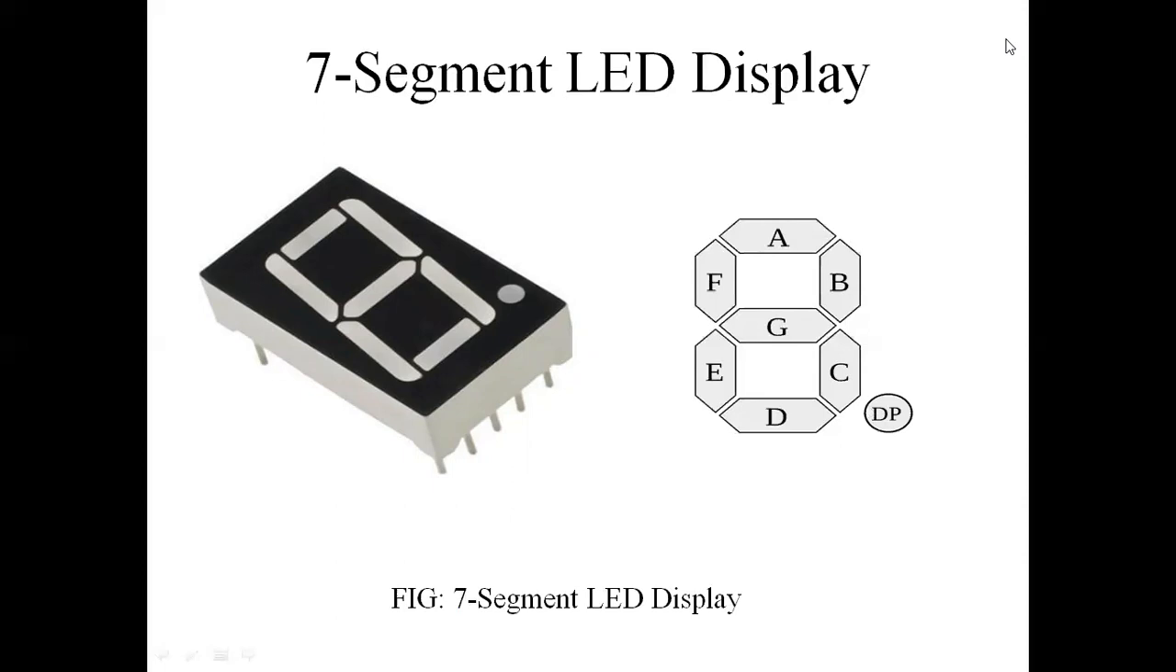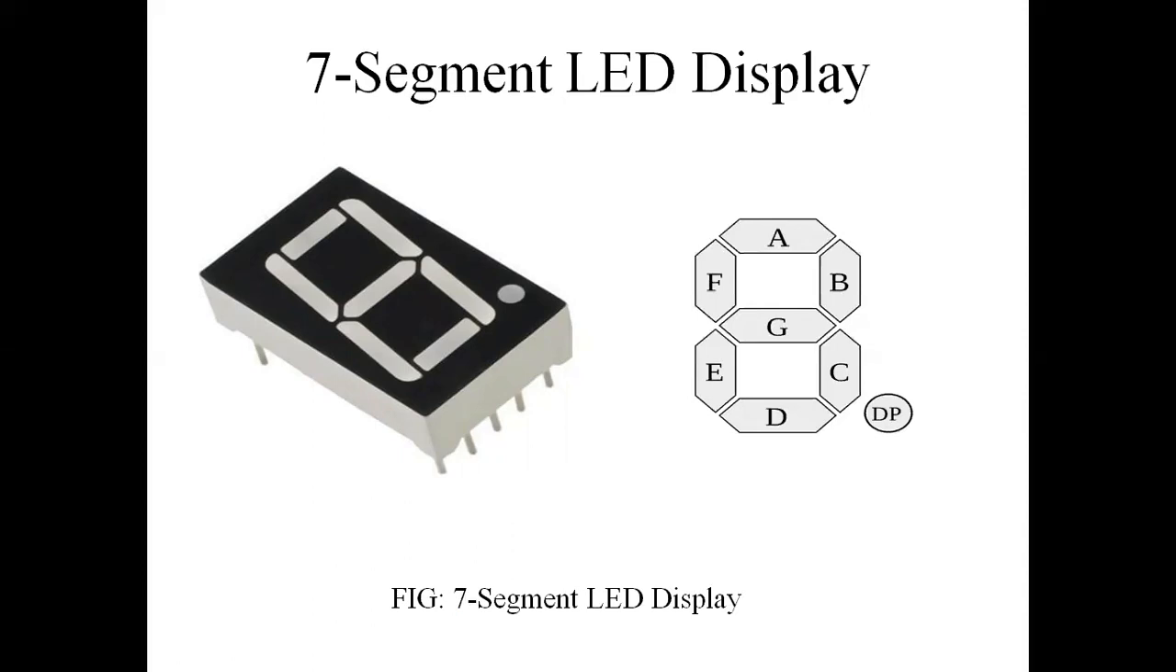So these 7 segments are used for displaying alphanumeric characters, and the 8th one is a decimal point. So the LED segments are named A to G, and the decimal point LED segment is named DP. The LED segments A to G and DP should be lit accordingly to light up the number and character.